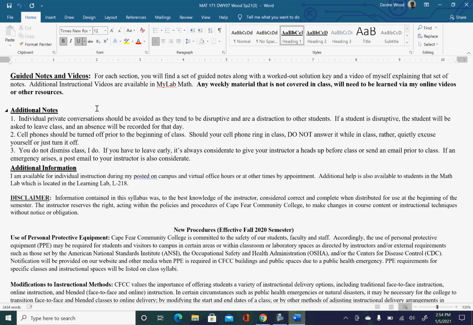We will have a break during the middle of the class at some point, so do recognize that as well. Usually around the halfway mark of the class.